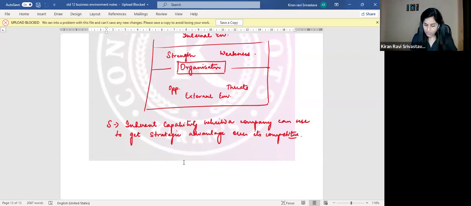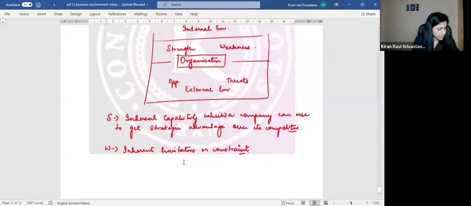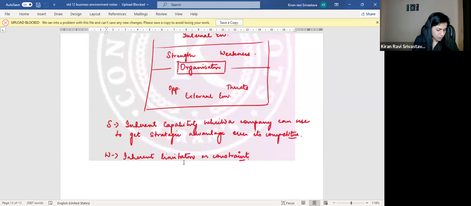Then the next one is weakness. Weakness is an inherent limitation or constraint of a company which creates a strategic disadvantage for it. For example, obsolete technology is a weakness for some companies. Shortage of funds is a weakness for some companies.